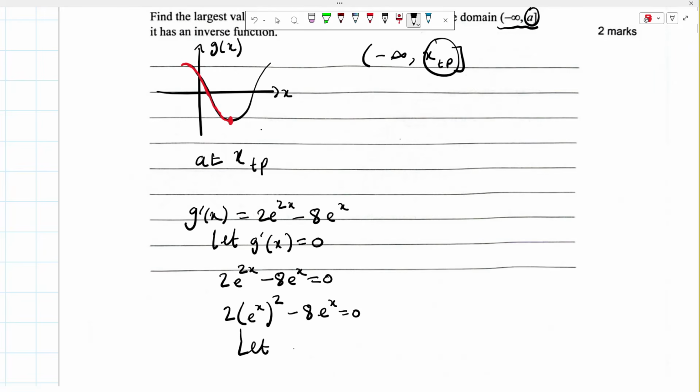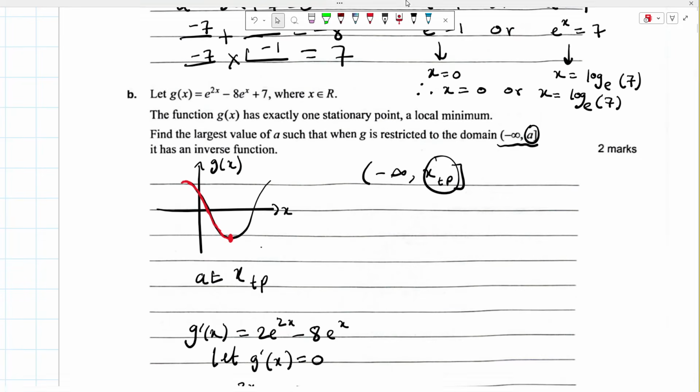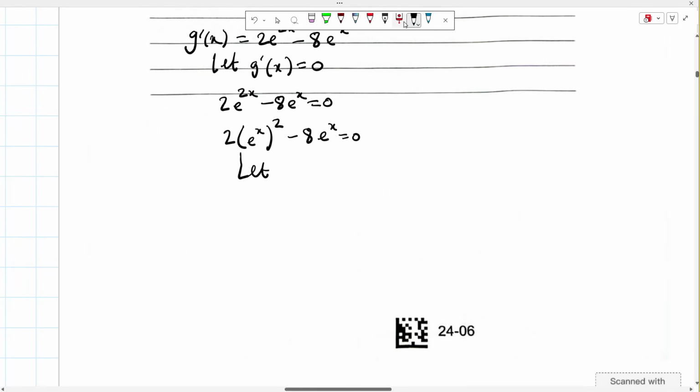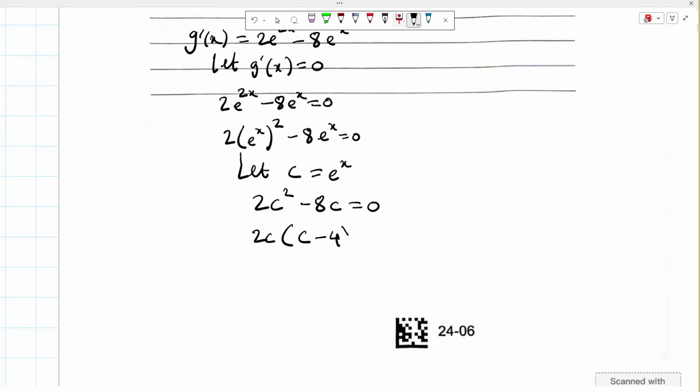And we can say let a, we shouldn't say let a actually, because a has already been used in the question, so it wouldn't be too nice. Let's say let c equal e to the x. So we get 2c squared minus 8c is equal to 0. We can factor out a 2c, so we get 2c times c minus 4 equal to 0. Using the null factor law, we get c is equal to 0 or c is equal to 4.